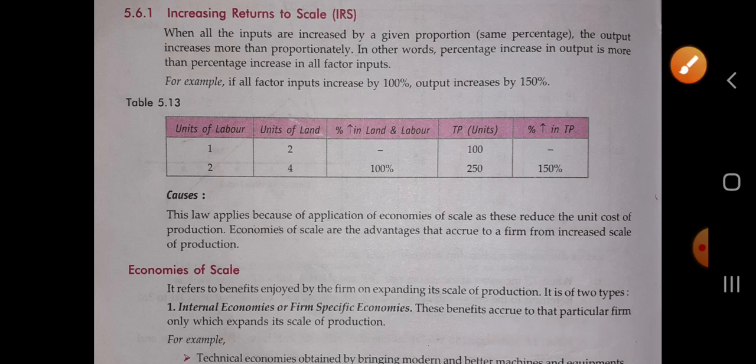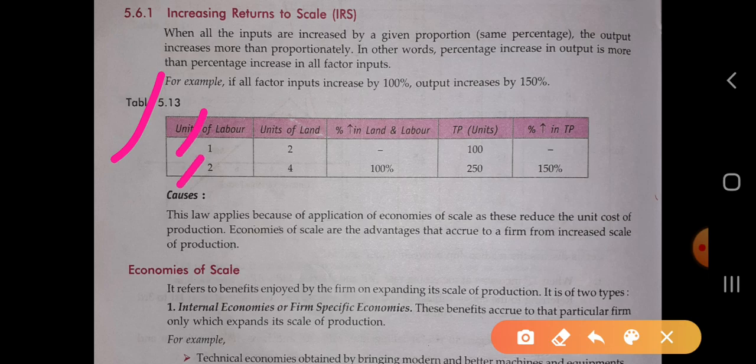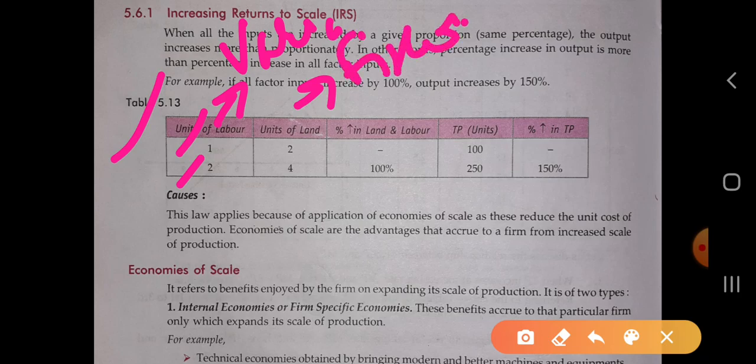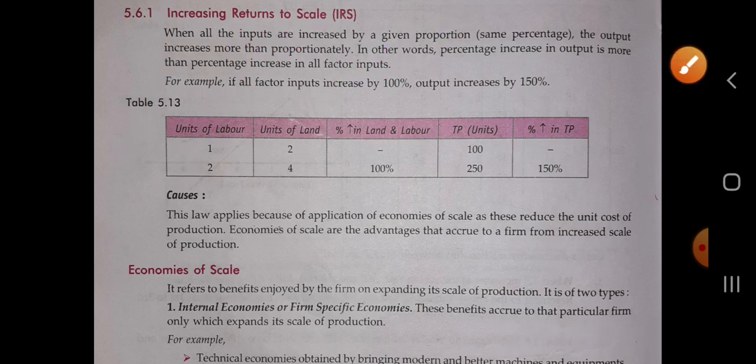So you have taken one table, unit of labor, that is 1 and 2. It will be the variable factor, okay, and land is the fixed factor, okay. When he has taken 1 unit of labor, the unit of land is 2. So the increase in the land and labor, in the first case there will be nothing. Total product is increased by 100, okay. Total product is 100 and the increase in TP is nothing.